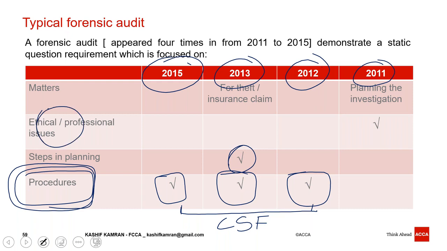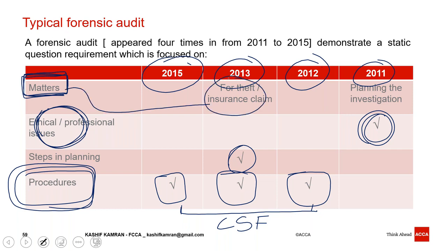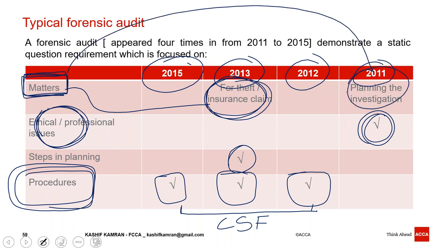Ethical and professional issues have come once, in 2011. Now you know ethical and professional issues, right? You can identify them not just from audit, you can find ethical and professional issues also from forensic. And matters: see, matters are not leaving you. Matters is such a common term in P7. Matters before accepting, matters in agreeing the terms of engagement, matters MTR. Now again the matters are coming, this time for theft and insurance claim, and for planning and investigation.